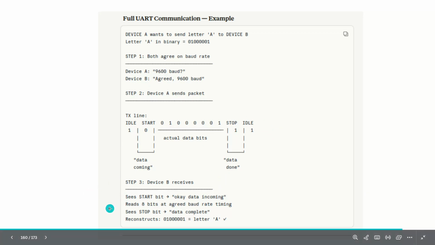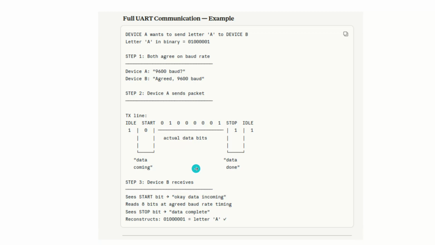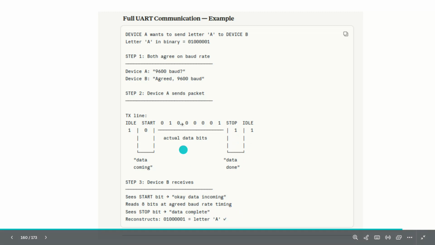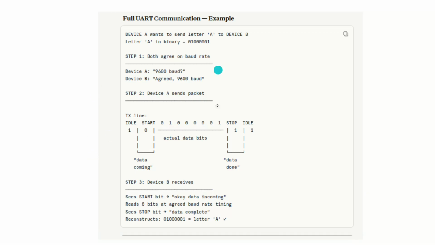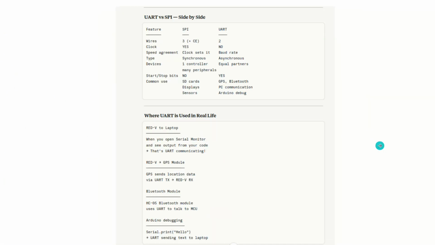Now device B sees the start bit, okay, data is coming. It reads 8 bits at the agreed baud rate timing, reading each of these 8 bits at the same baud rate only. It sees the stop bit, meaning the data is completed, so it reconstructs the letter A. It sends and reads the data at the same baud rate. Understood? Data reading and data writing both happen at the same baud rate itself. Fine, so this is the difference.